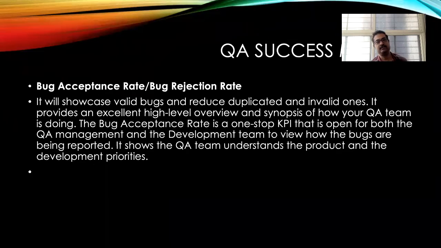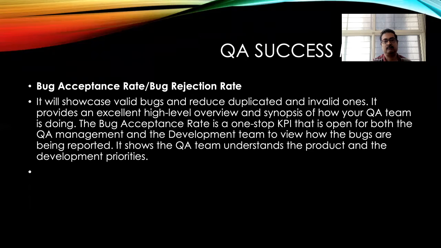So first criteria is bug acceptance rate or bug rejection rate. Let's say you have reported 100 bugs, and out of that 20 bugs got rejected, right? Because it's a duplicate bug, or there are a few invalid bugs there. So out of 100 bugs, 20 bugs got rejected. So 20% is rejection rate, or 80% is acceptance rate, right?